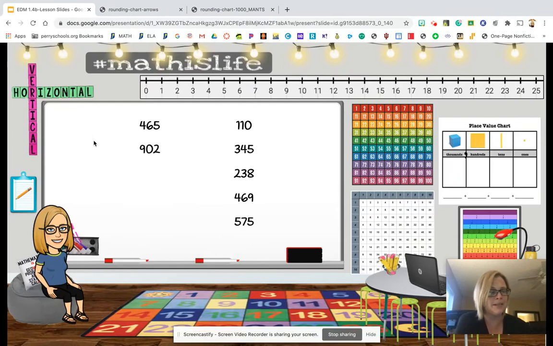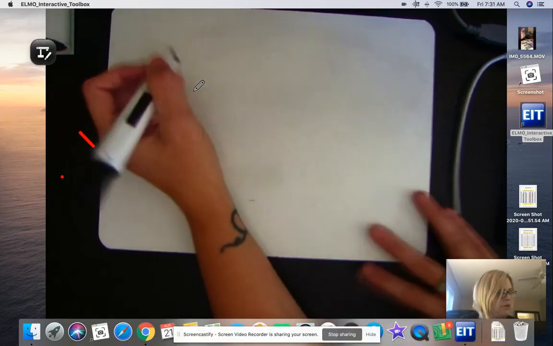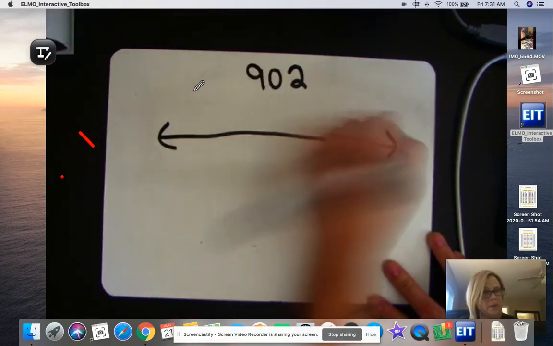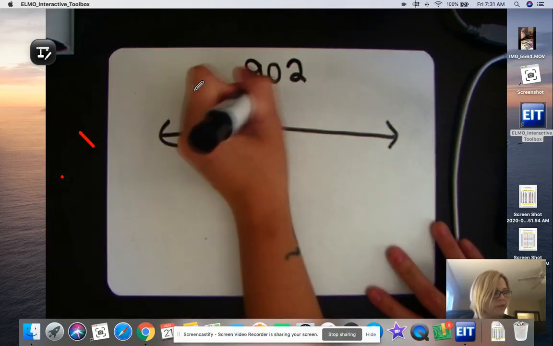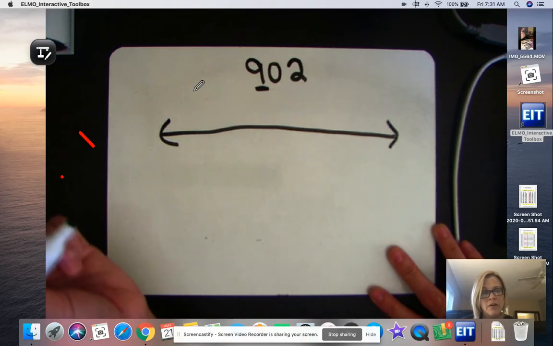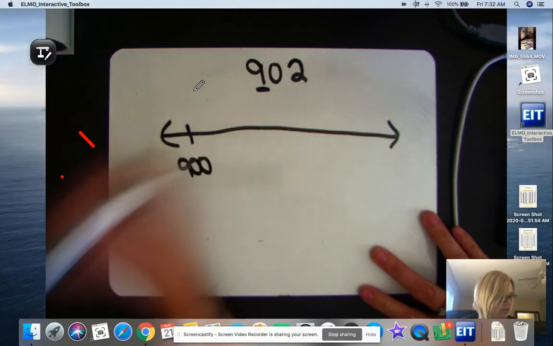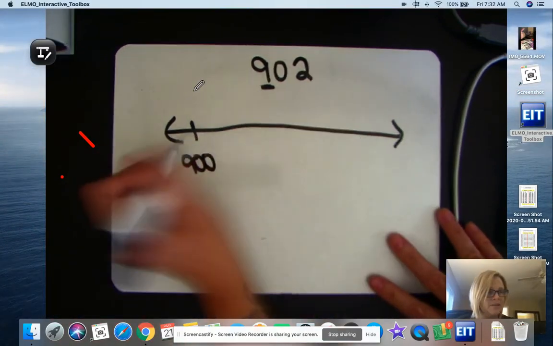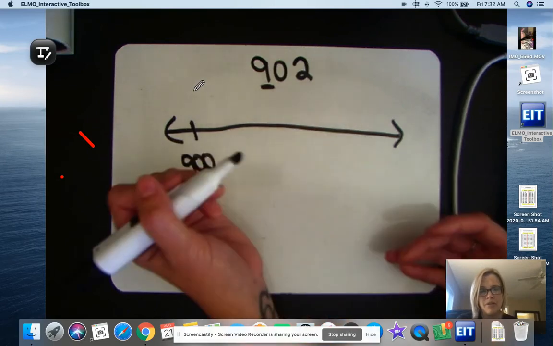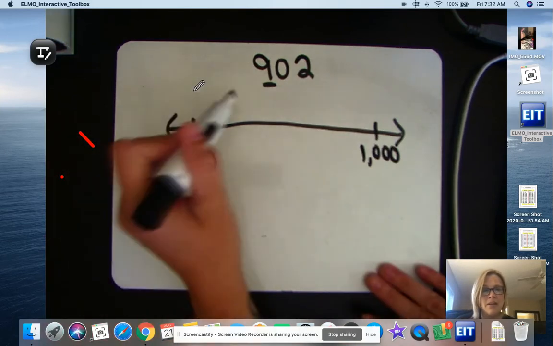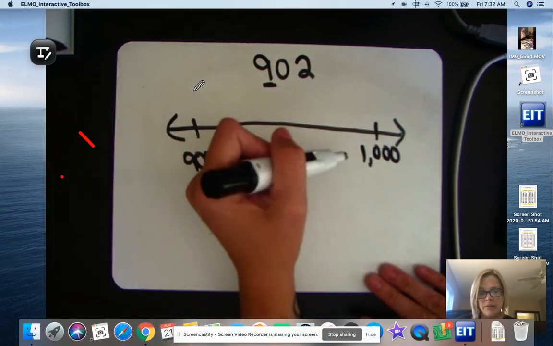Okay, my next number is 902. On 902, we are going to, again, draw my number line, and I'm looking for my benchmarks. So I'm going to look at the hundreds place, and I know that in this number I have 900. And then it gets a little bit tricky because my next 100 would be 1000. So I have to decide, is 902 close to 900 or 1000?